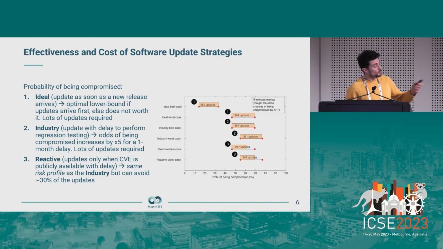If we look at the graph, obviously the ideal one performs the best. We have the lowest risk of being compromised, but it comes at a high cost in terms of updates. This is just for 5 software products, and this is simply impractical to keep up over time. But the most important finding here is that the risk profile of the industry and the reactive strategies is more or less the same, but the reactive one saves you more than 30% of the updates. So basically, updating only on publicly known vulnerabilities is what you should do, and the rest is just calculated risk.